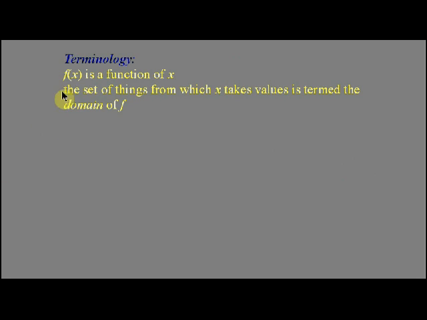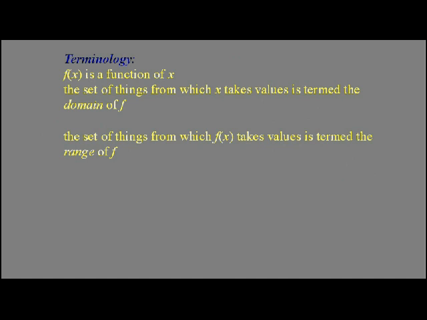Now, if fx is a function of x, then the set of things from which x takes values is termed the domain of f. The set of things from which fx takes values is termed the range of f. And so, by what I said a moment ago, a function f will take an object, in the case where the function has, we say, one argument, it will take a single object from its domain to an object in its range.